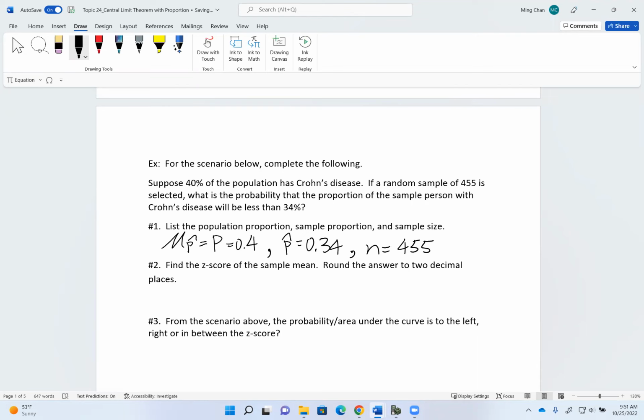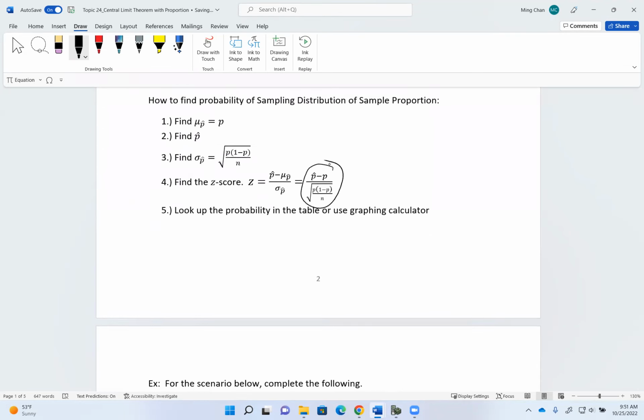Find the z-score. I'm going to copy this part down.